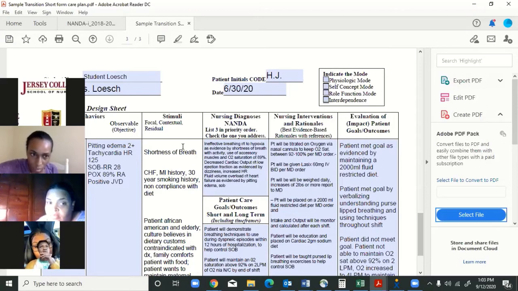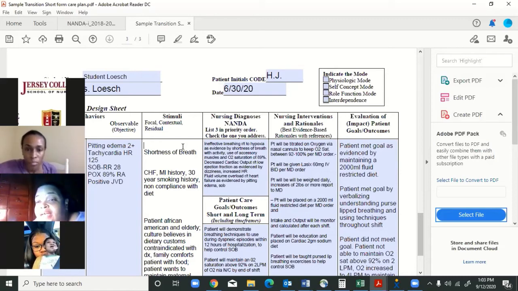Now, like the positive JVD, I put that on there, but there's actually a way you can measure that, and I would put that the JVD measured above a 30-degree angle or a 45-degree angle or whatever it was. My pulse ox was 89% on room air. That's how I can see shortness of breath. My respirations were 28, and maybe I had some sort of sternal or rib retraction or nasal flaring. That would show me shortness of breath.